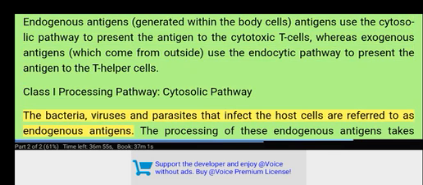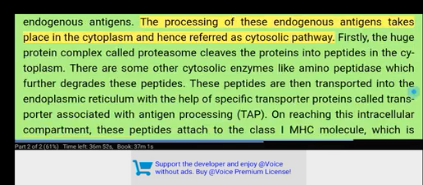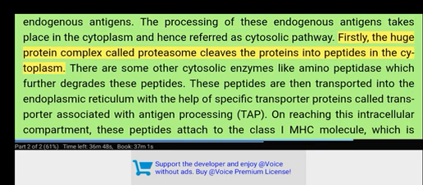The bacteria, viruses and parasites that infect the host cells are referred to as endogenous antigens. The processing of these endogenous antigens takes place in the cytoplasm and hence is referred to as the cytosolic pathway. Firstly, the huge protein complex called proteasome cleaves the proteins into peptides in the cytoplasm. There are some other cytosolic enzymes like aminopeptidase which further degrade these peptides.